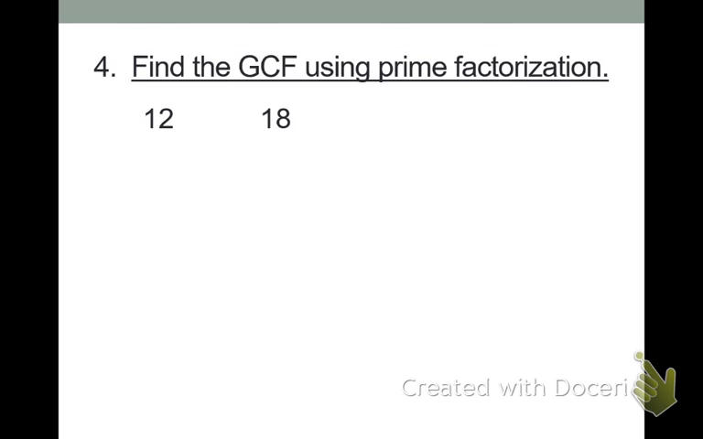Our review problem today is from yesterday's lesson. Yesterday we started talking about finding the GCF. What does GCF stand for? Greatest common factor. So go ahead and write this down in your notes for number 4. We're going to be trying to find the greatest common factor using prime factorization. You guys did prime factorization yesterday on your homework. What does prime factorization mean?